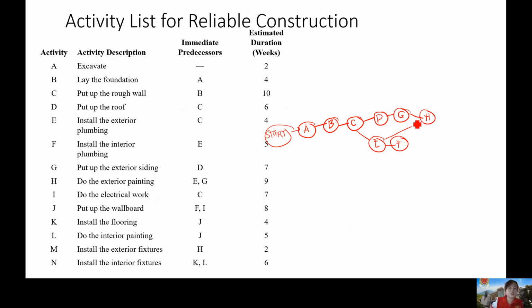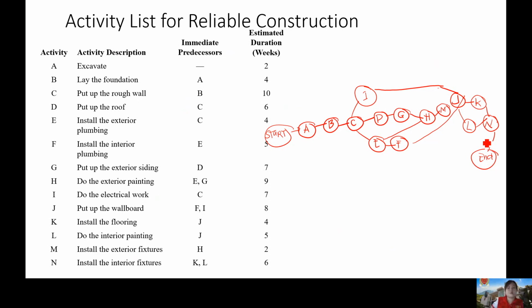Then I comes from C. J comes from F and I. This is J. Then K comes from J. L comes from J. Then M comes from H. Then N comes from K and L. That is N.